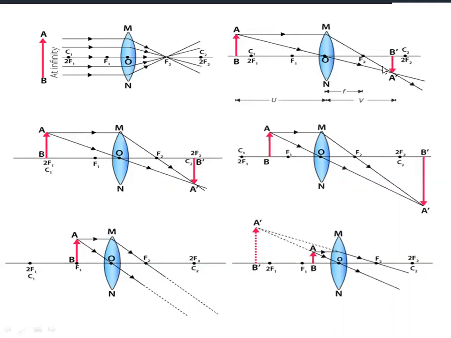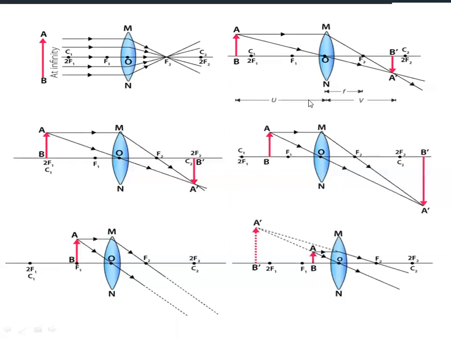The image formed is inverted. Inverted means it is B dash A dash. Here A, B, and here B dash A dash. So if the object is kept beyond C, the image is formed between C and F on the other side. The object is kept on one side, and the image is formed on the other side. In a mirror, if you recall, where the object is kept, the image is formed on the same side. But in lenses, the image is formed on the other side. Hope you understand this.